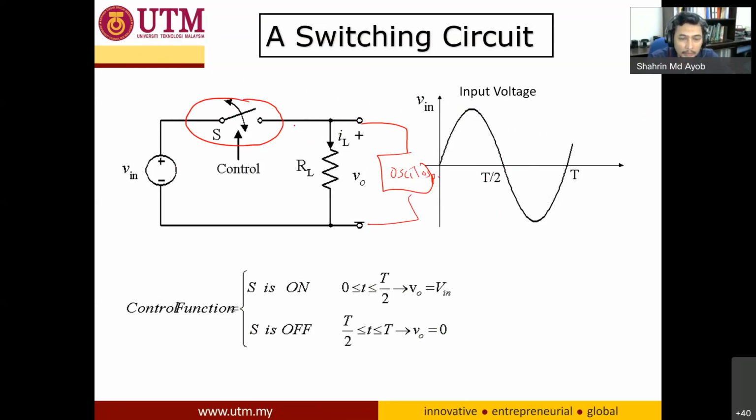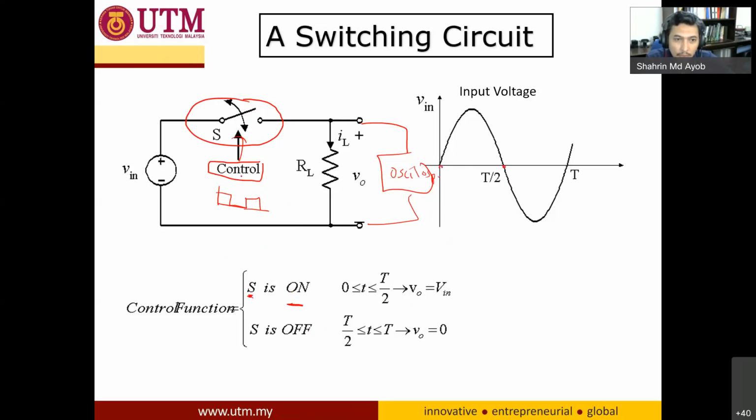It can be either a diode, an SCR, or a transistor. And this is actually the control signal, on or off, given to the power device. This signal is generated from the microcontroller. For example, for this circuit, you give a signal to turn the switch on from 0 to half cycle. So this switch is on.